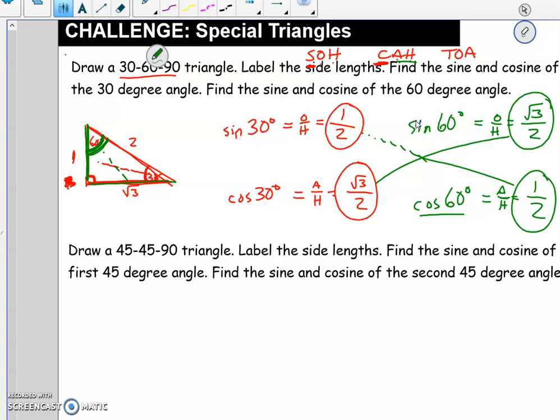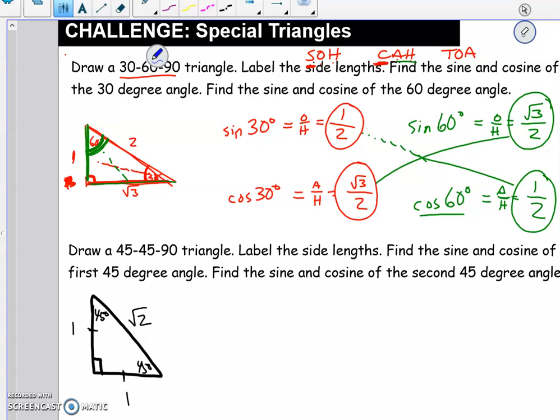Okay, let's try the same thing with a 45, 45, 90 degree triangle. If this is my triangle, 90 degrees down there, we'll call this 45 degrees in here and 45 degrees in here, which means those legs are the same. If we call this 1 and 1, remember the hypotenuse is the same as that leg times the square root of 2, so that would make this hypotenuse square root of 2. That's how we would draw that triangle, label the lengths, and now we're in a position where we can actually find the sine and the cosine of those angles.